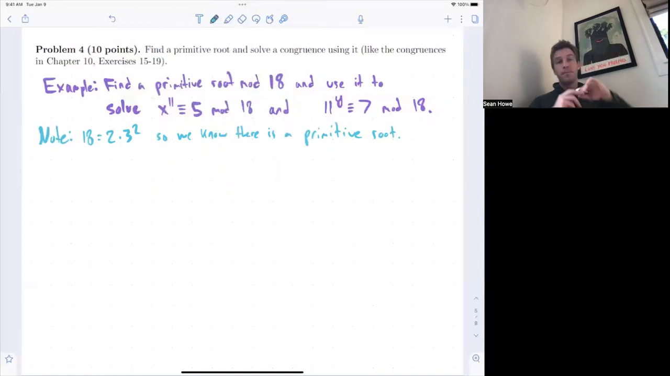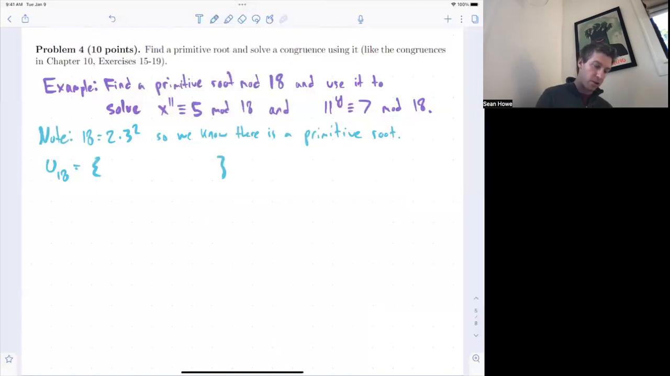Okay, but for finding a primitive root, we just do guess and check. So first we write down what all my candidates are, and then I just look at them until I find one that's a primitive root. So let's compute U of 18. I want to know what the units mod 18 are in order to find a primitive root. Those will be all the numbers coprime to 18.